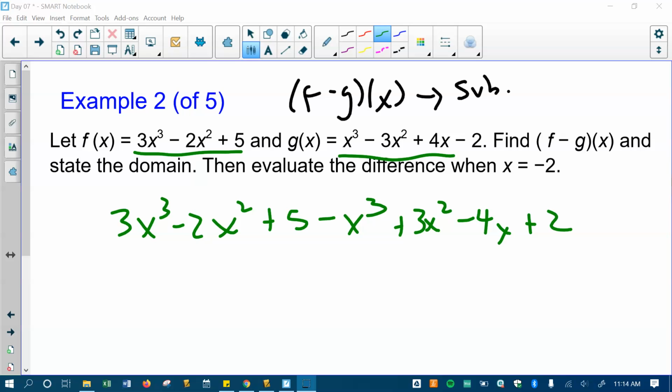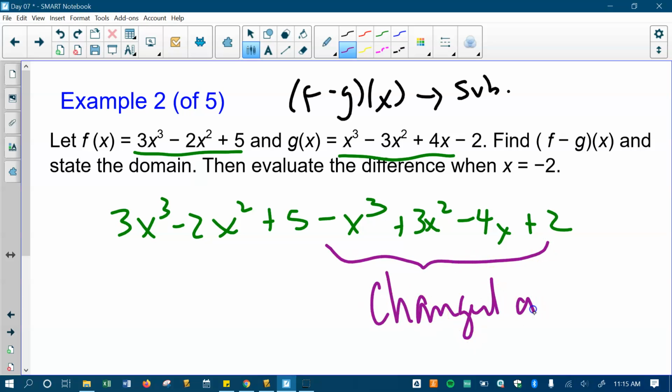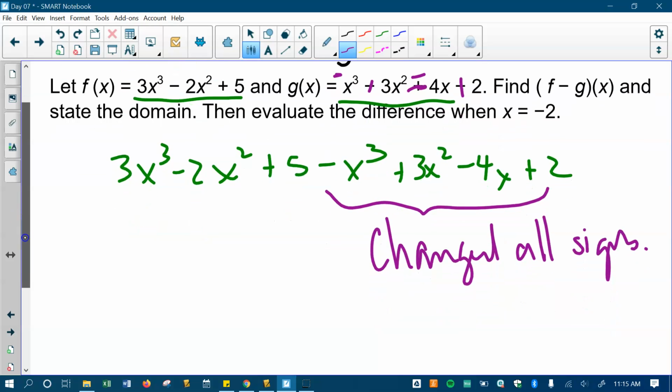One thing that I do want to clear up here is that when I did this part, I basically changed all the signs. This was an Algebra 1 thing that you saw. You change all the signs when you're subtracting. So I put a subtraction on x cubed, a minus and a plus. When I subtract something, I change all the signs on the second part. So now let's go and combine like terms here.